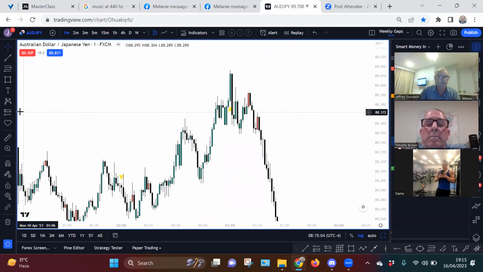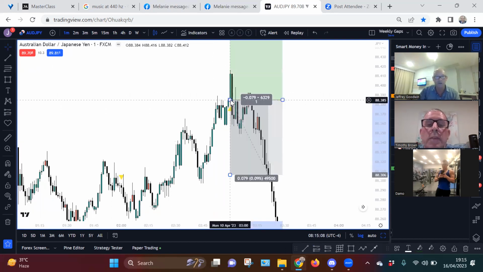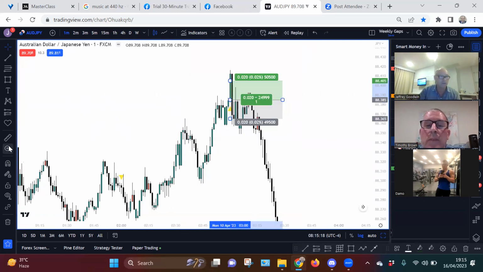Here's a trade here. So I'm now going for a long. 2 pips stop loss, 2 pips profit. Straight away. 2 pips, 2 pips. So I'm using 20 ticks, which is, I'll measure it just to show you.